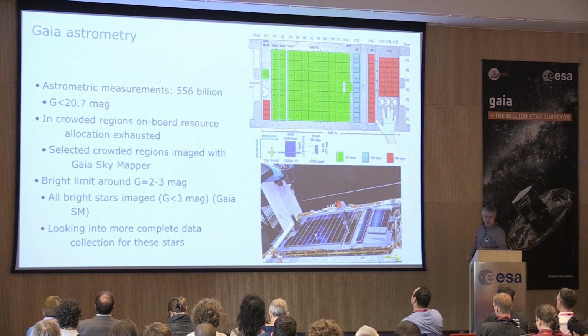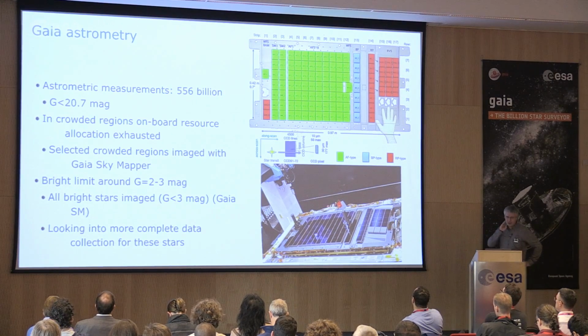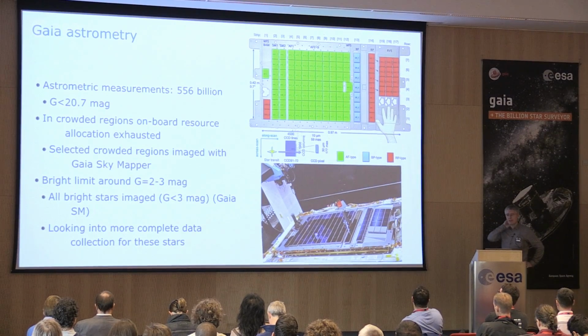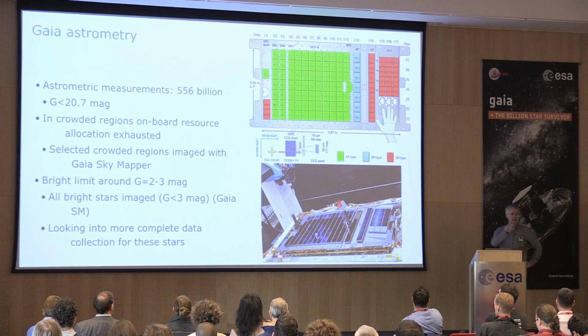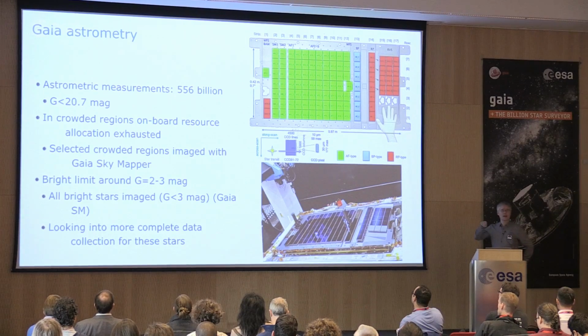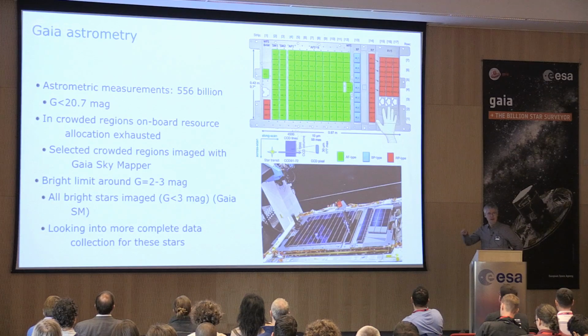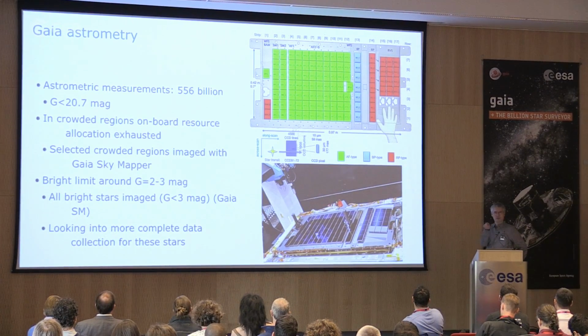Where we are in the astrometry. Yesterday I looked, and we have 556 billion astrometric measurements. What we are observing on board, we are observing till 20.7, that's the magnitude limit. There is an onboard magnitude estimate error of the order of 0.3 magnitudes. So if you see on the Gaia catalog an object which is of 21st magnitude, it's correct. If you're missing an object of 20.5, it's also correct, because there is an estimation error on board.